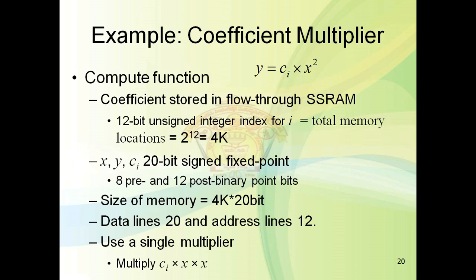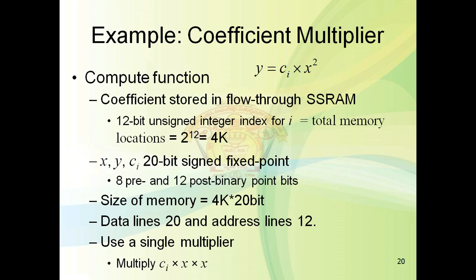What is the size of the memory? The size of the memory is 4k into 20-bit. How many data lines? Data lines will be 20. And how many address lines? Address lines will be 12. We have to use a single multiplier to save area, so we have to multiply ci into x and then x.